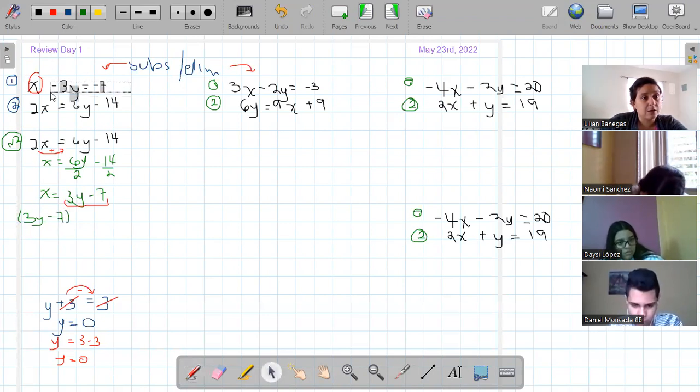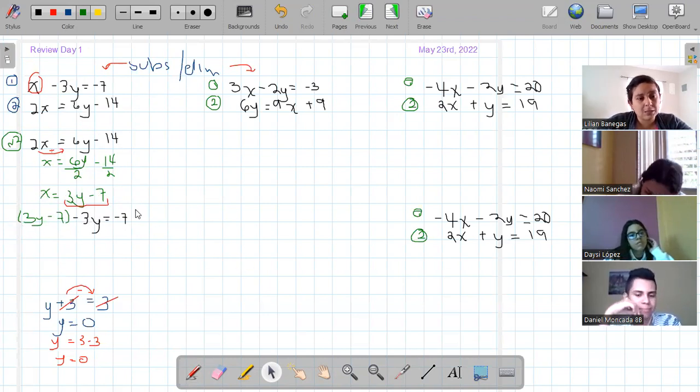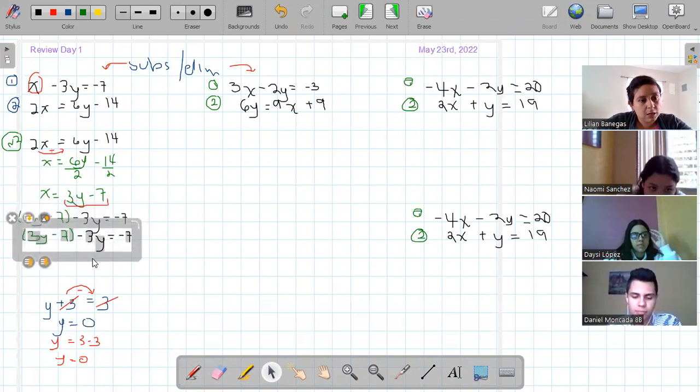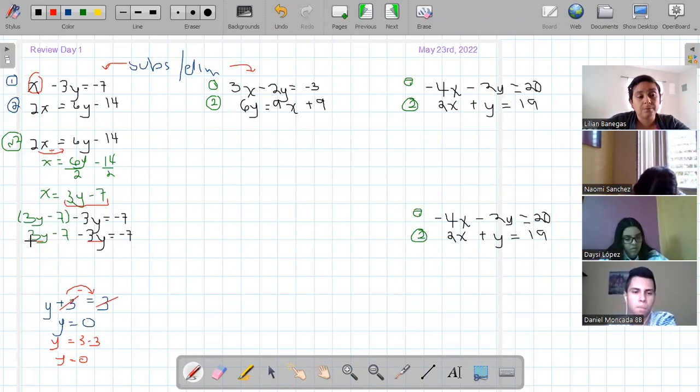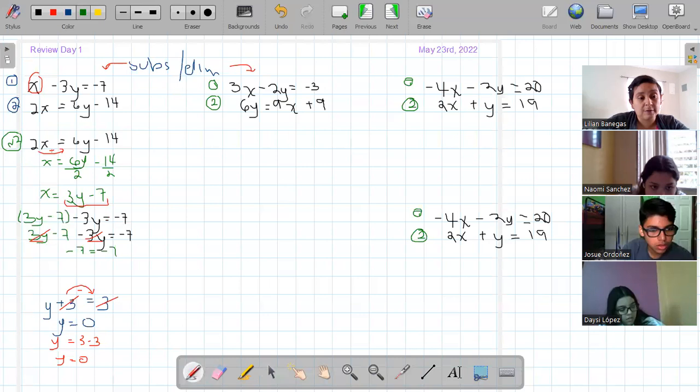And then I'm going to copy everything else. Minus 3y equals negative 7. Okay, so remember this is a subtraction, but I can eliminate the parentheses in my next step because it is positive. There's no sign affecting my 3y minus 7, so I can just go ahead and do it like that. Now, in this case, you can see that I have 3y minus 3y. Those are like terms. How much is 3y minus 3y? 0. So I can cancel them out. And what do I have left? Negative 7 equals negative 7.